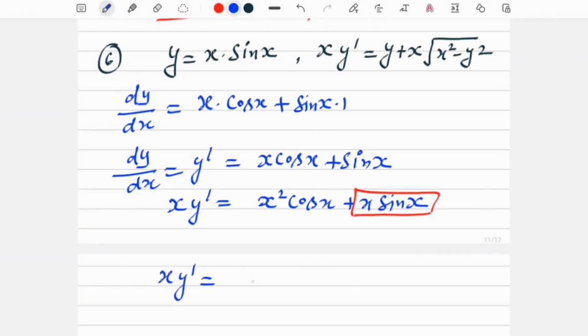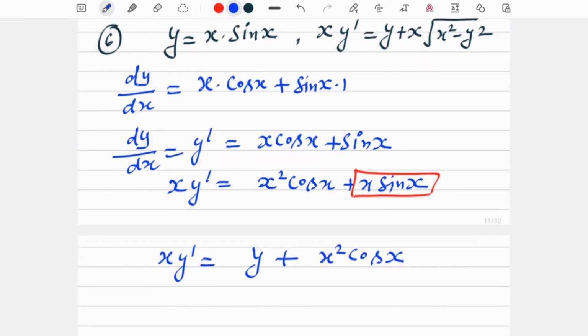And cos x is the derivative. So x square y dash plus y. So x sin x will be y. Yes, plus x square cos x. Now x square cos x, how can we write its differentiation? Like the differentiation of sin x is.